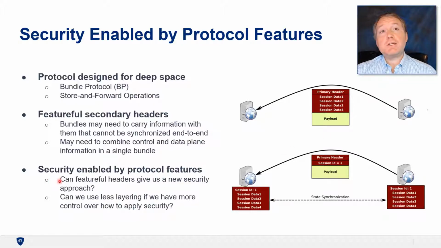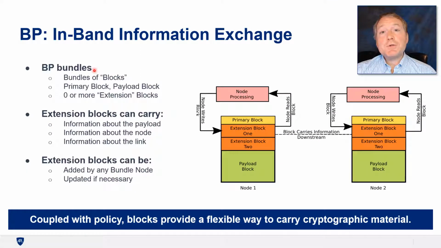How could you use these additional secondary headers and the idea of carrying session information with the bundle to build new security features? A bundle protocol data unit is considered a bundle of blocks. You have a primary block and a payload block, but then you can have 0 or more extension blocks. If you have a particular bundle node that receives a bundle, and that bundle has a primary block, 1 or 2 extension blocks, and a payload block, that node can process one of the extension blocks, update that extension block, and that extension block can carry information to a downstream node.